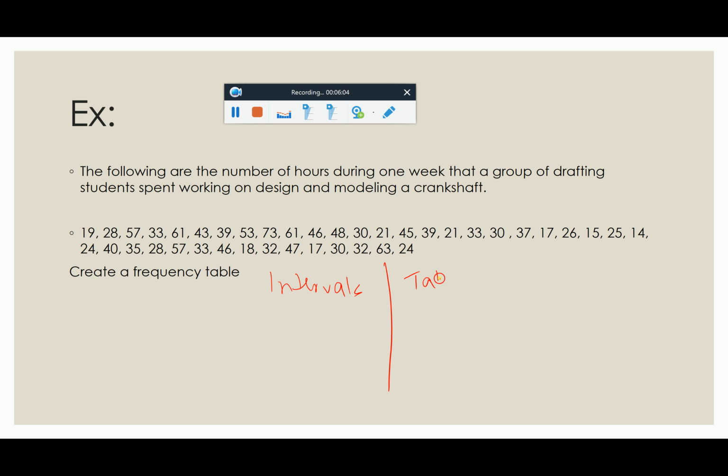Then your tallies. Then your frequency. When you write your intervals, you need to make sure you have the same amount of intervals, so you look at your smaller number.